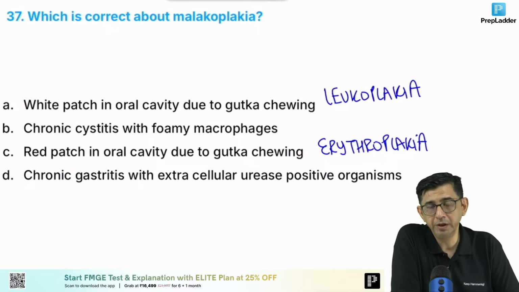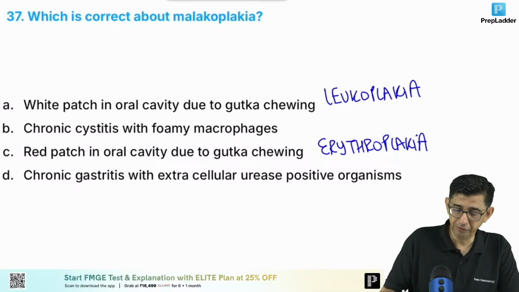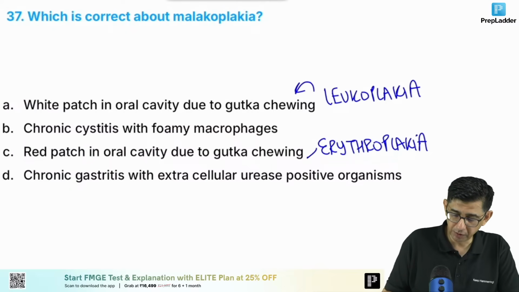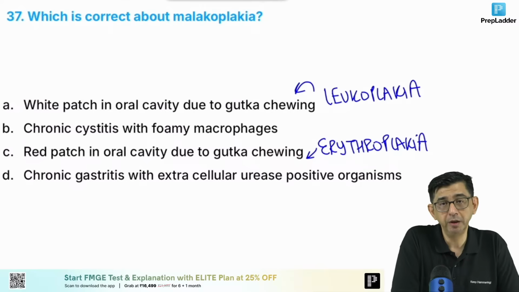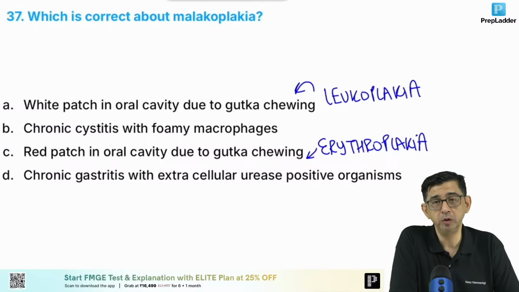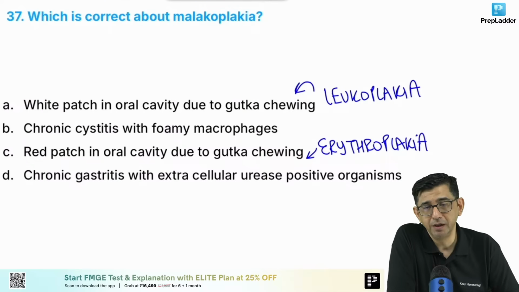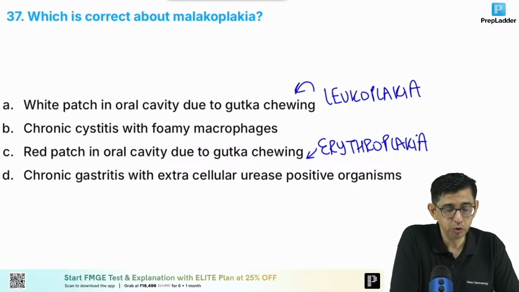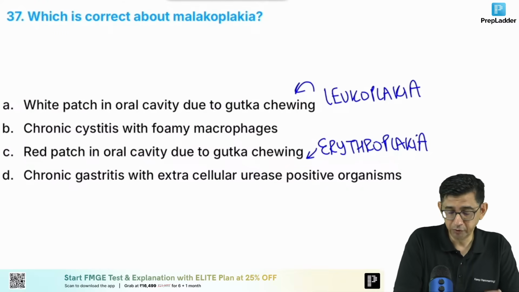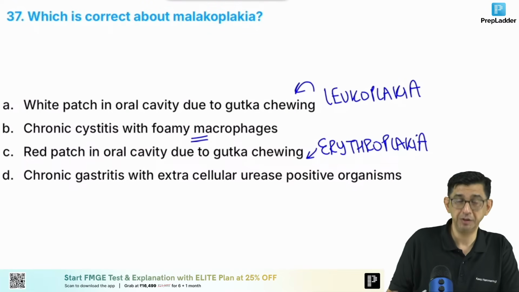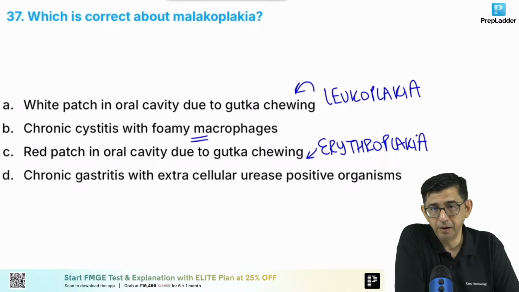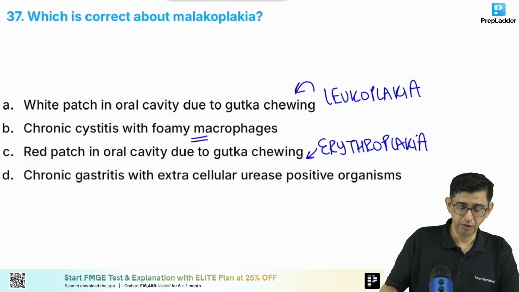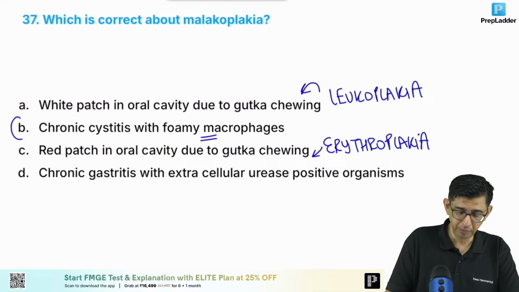We read leukoplakia, which is option A. We read erythroplakia, that is option number C. But where do we read malakoplakia? Malakoplakia is related to Michaelis-Gutmann bodies. This is a finding that can be seen on cystoscopy in a patient who's being worked up for chronic cystitis, with foamy macrophages, and inside these macrophages bacteria will be trapped. That trapped bacteria inside the macrophages are what are called Michaelis-Gutmann bodies. I'll write the name here. The correct answer for this question is option number B.